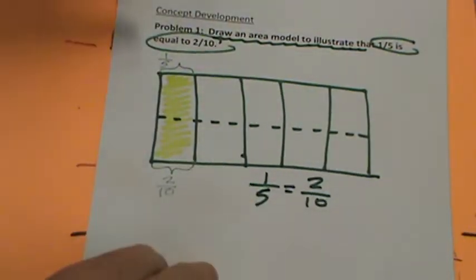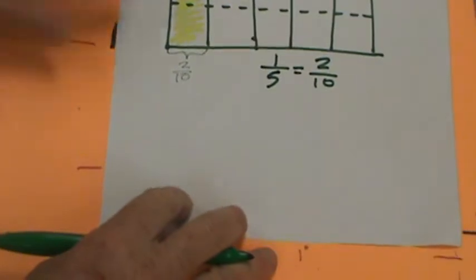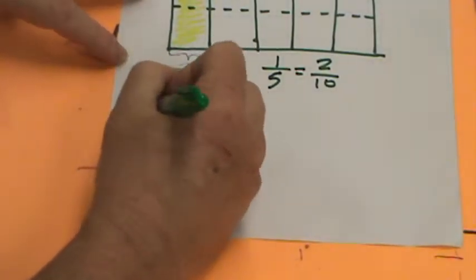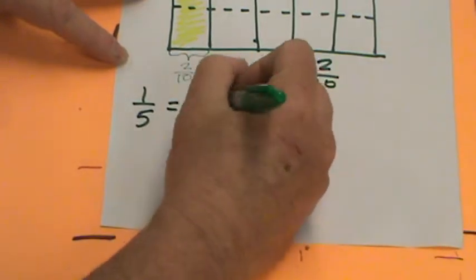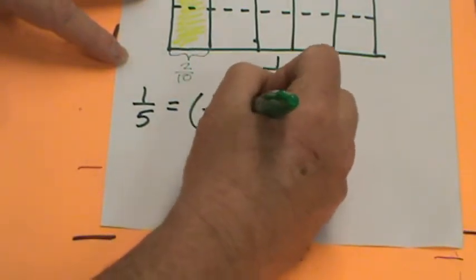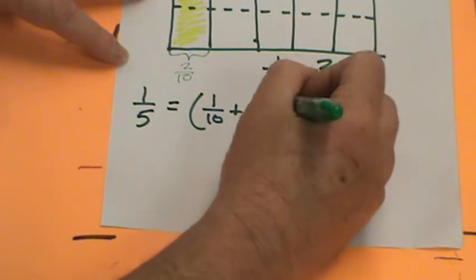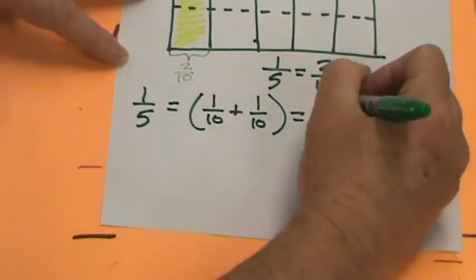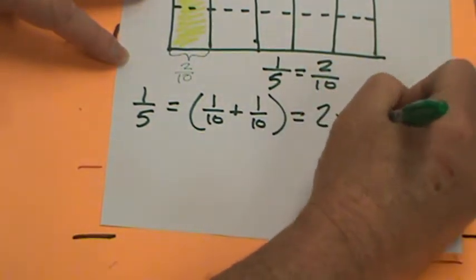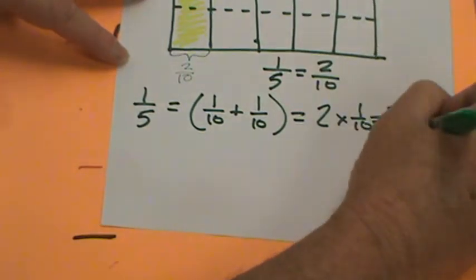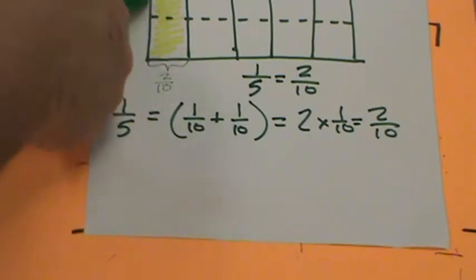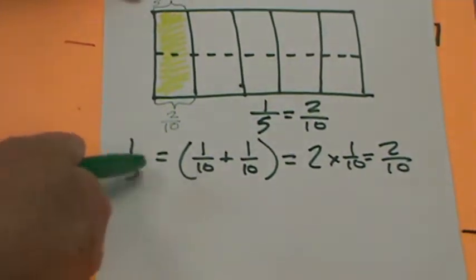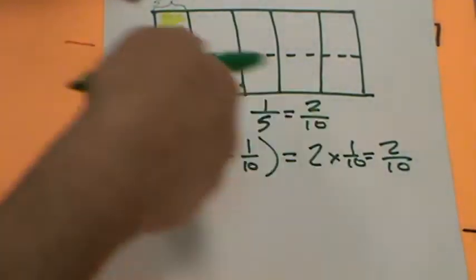Let's go ahead and further decompose this to show more. We'll say that 1/5, remember that's what we started with, equals 1/10 plus 1/10. And that equals 2 times 1/10, which is equivalent to 2/10. See how we did that? 1/5 equals 1/10 plus 1/10, or 2 times 1/10.